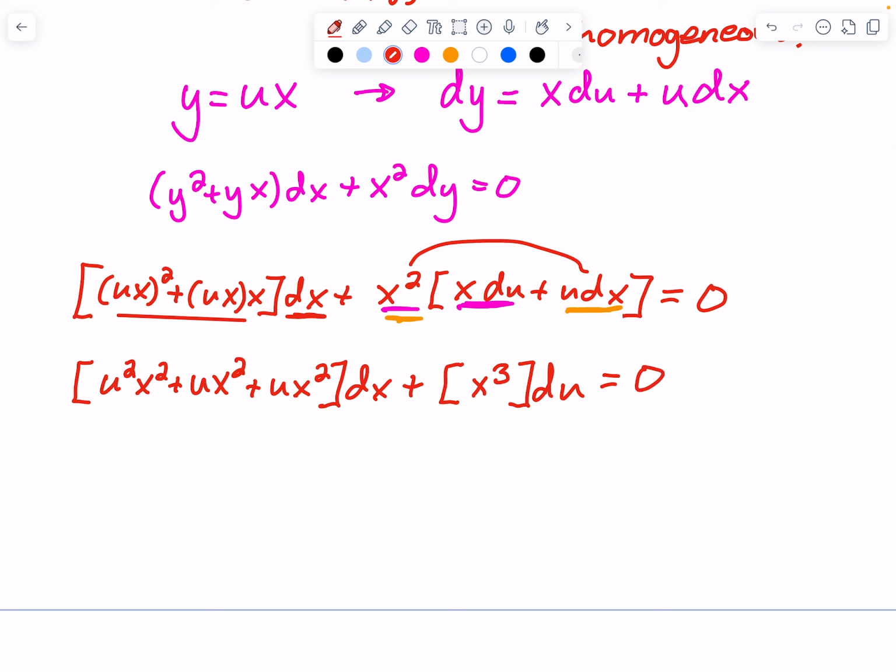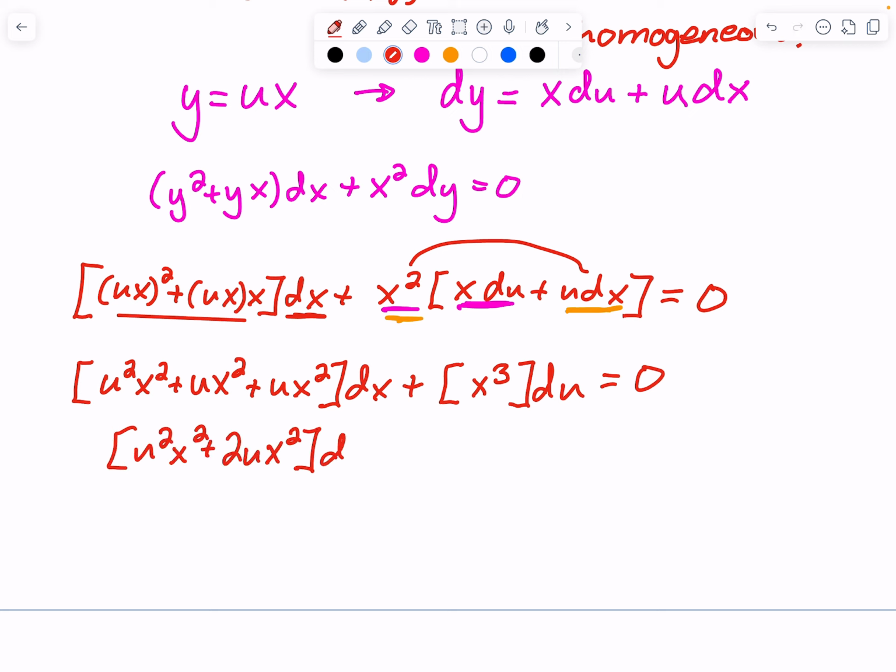That's important. All right, we've got to figure out how we're going to solve this. If you notice, we all have u's there. I feel like there is a mistake somewhere, but I don't think so. Notice there's a u in everything. Actually, let's add like terms first. So I got u squared x squared plus 2u x squared dx plus the x cubed du equals 0. And we can notice that there's an x squared in both of those.